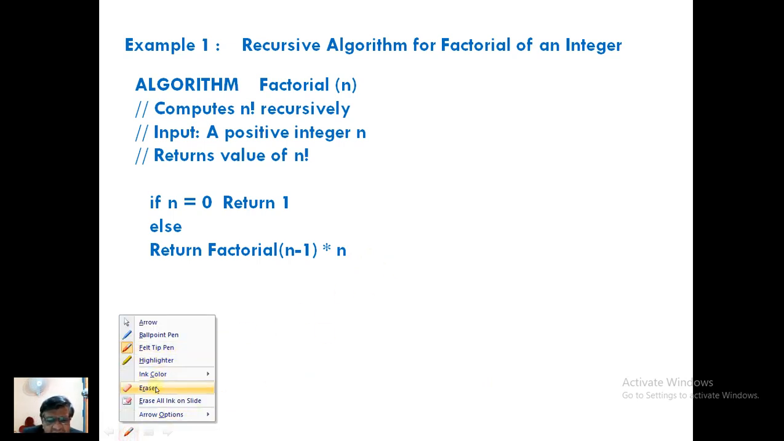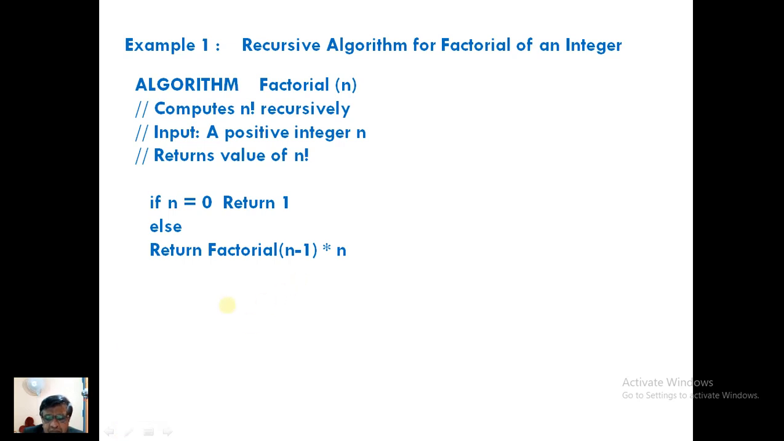So I will rewrite again the basic recurrence relation that we have developed. I will yet again explain this. The number of multiplications needed to find factorial of n equals the number of multiplications that is needed to find m of n minus 1, plus 1 multiplication, with a base case of m of 0 equal to 0.